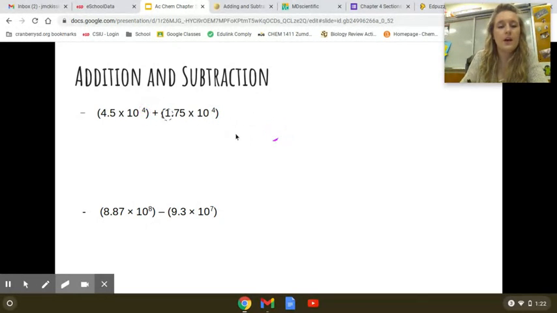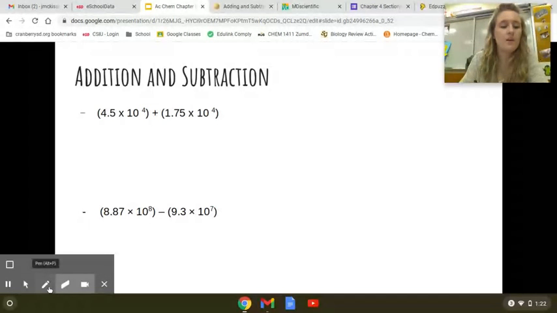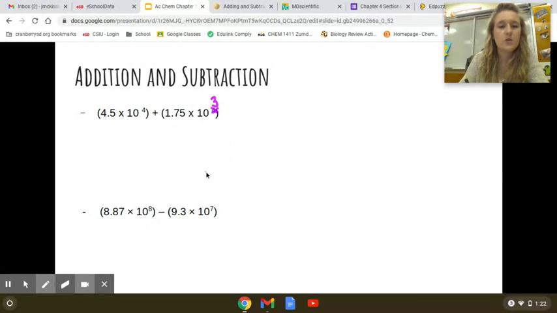But let's make this one a 3. So nothing else is changing. We're just going to make this one a 3. We cannot just add these two because these exponents do not match. So we have to make them match. And you could do it one of two ways.